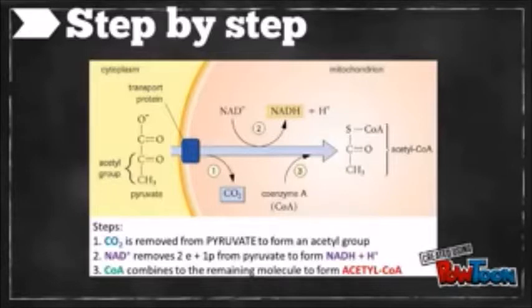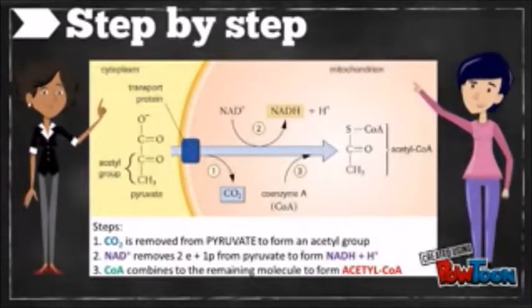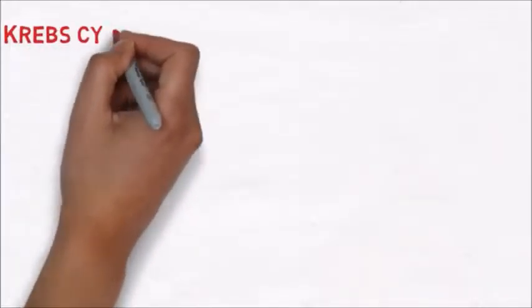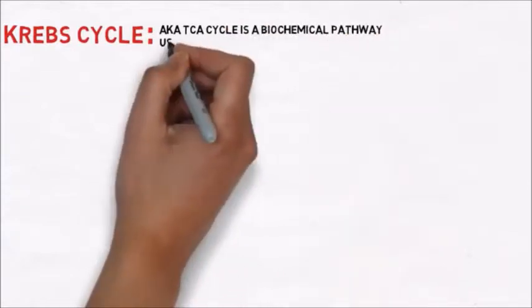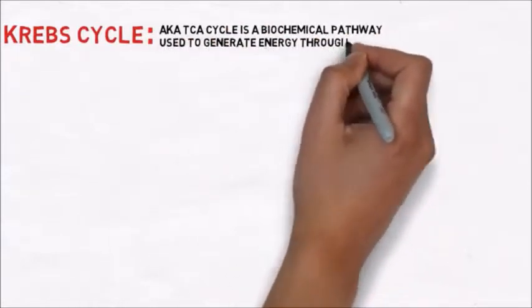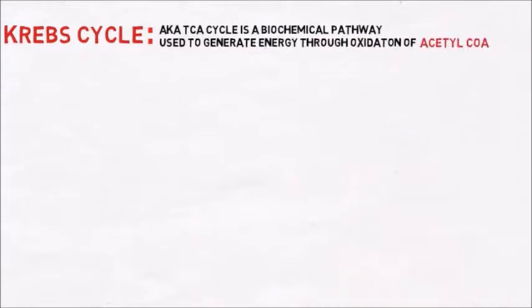Acetyl-CoA can be used in a variety of ways by the cell, but its major function is to deliver the acetyl group derived from pyruvate to the next stage of the pathway in glucose catabolism. Step 3. Following glycolysis, cellular respiration involves another multi-step process, the Krebs cycle, which is also called the citric acid cycle or the tricarboxylic acid cycle.